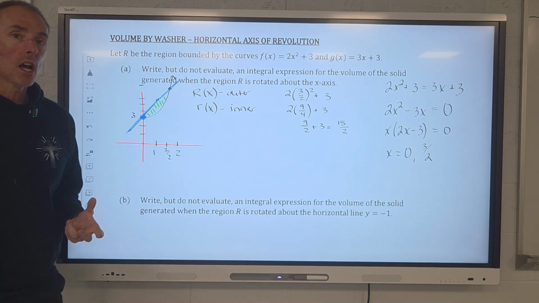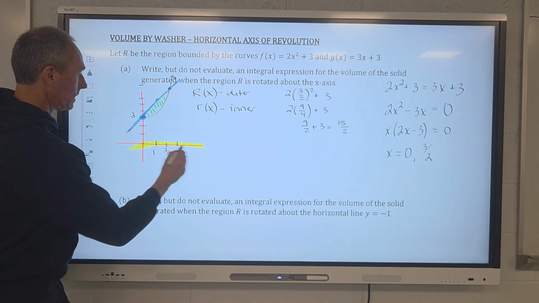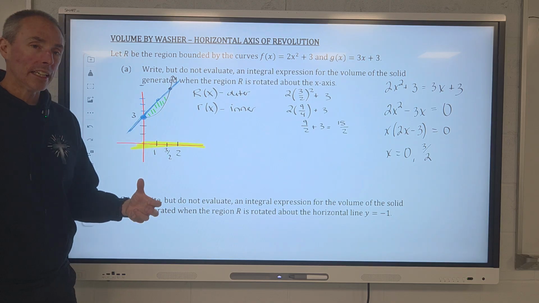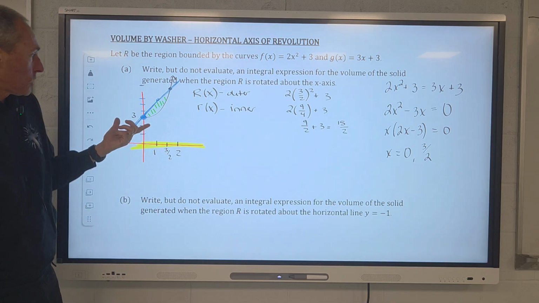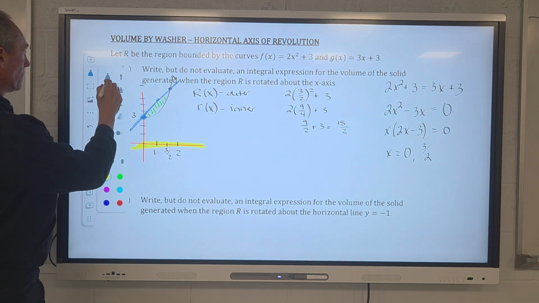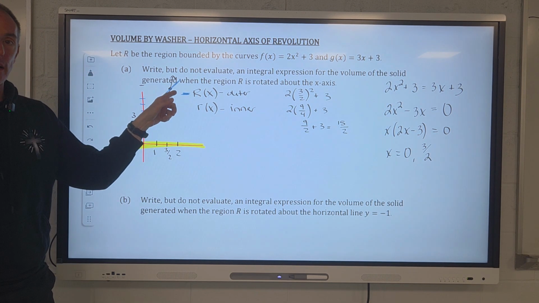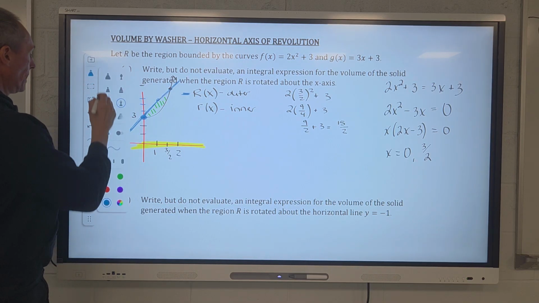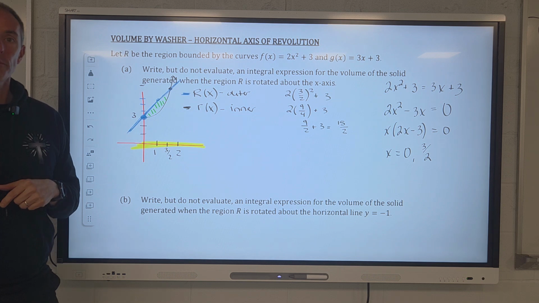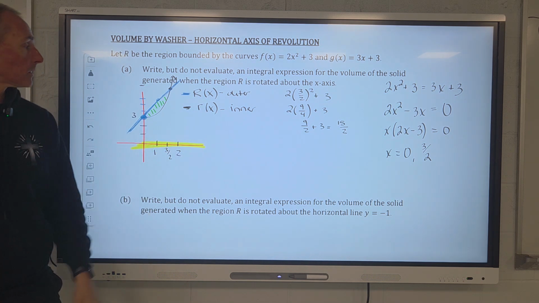Now, what does that mean? What that means is, if this is our axis of revolution right here, which function is further away from that axis? You can see it's the line. So that means the line, let's use blue here, is going to be the outer radius, and the curve, the parabola, is going to be the inner radius. That helps inform our decision making when we set up our integrand.